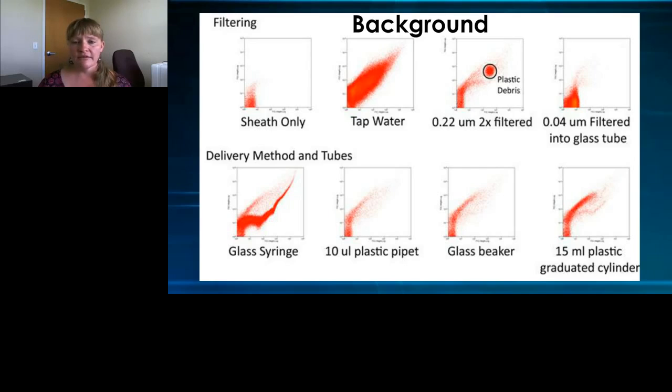And then we have filtered into a glass tube the sample media. So as you can see, the only one that provides close or near to sheath level is the filter into a glass tube. It's also very important to pay attention to what type of delivery method you're using, either a glass syringe, a plastic pipette, a glass beaker, or even a graduated cylinder.